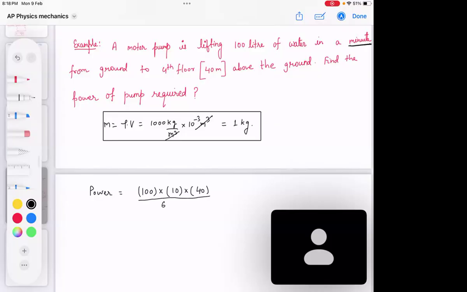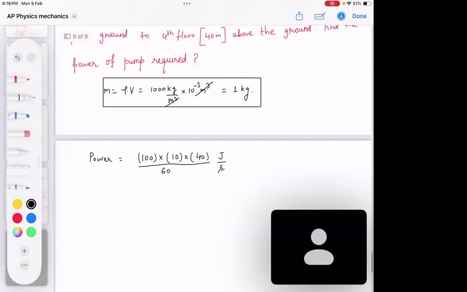In 1 minute, that means 60 seconds, because the numerator is joule and the denominator is second, then only the unit will come as the watt, right? So that is what we have, the power. Now we can calculate it.